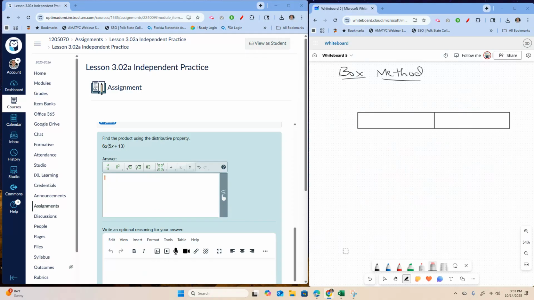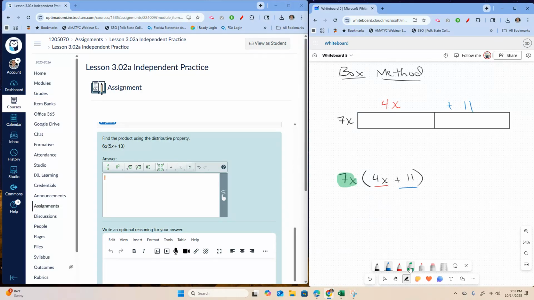So in problem number 2, you can see it here. I'm going to change the numbers. Let's say it's 7x times 4x plus 11. Okay. The 7x is a monomial, only one term. I'm going to put it right here on the side. And the 4x plus 11 is what I'm going to write on the top. So the 4x is what I'm going to put here. And the plus 11 is what I'm going to write here.